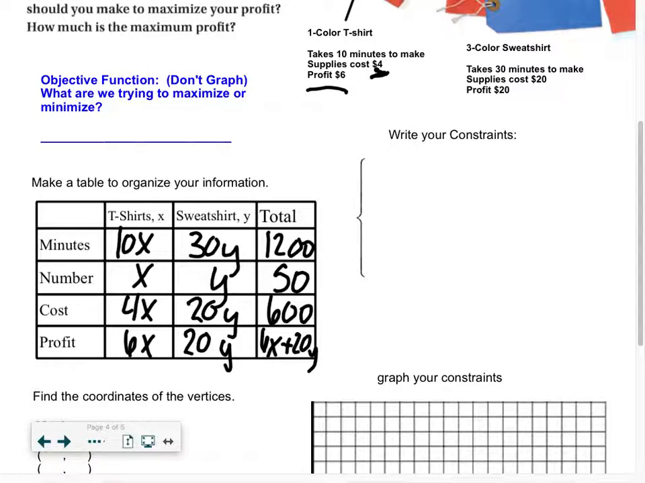Okay, questions at the table? Okay. My blue objective function. What do I want to maximize? My profit. This bottom stuff, right? I want to maximize my profit. So profit P equals, what do we say, 6X plus 20Y.